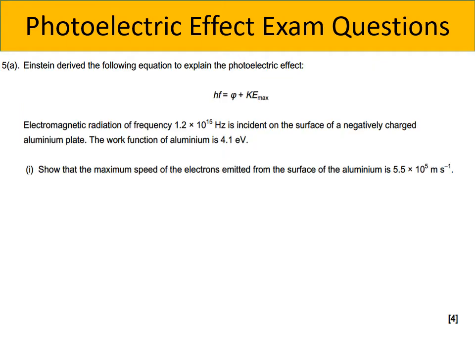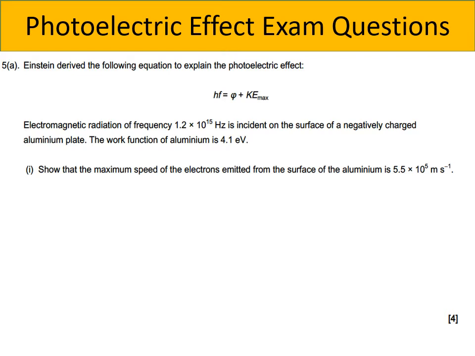Question number 5a, which is worth 4 marks. Einstein derived the following equation to explain the photoelectric effect. hf is equal to phi plus KE max. Electromagnetic radiation of frequency 1.2 times 10 to the power 15 hertz is incident on the surface of a negatively charged aluminium plate. The work function of aluminium is 4.1 electron volts.